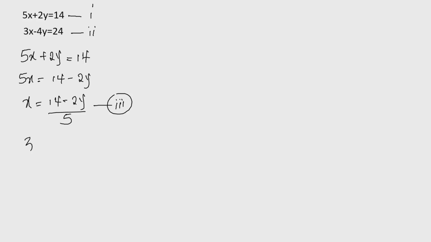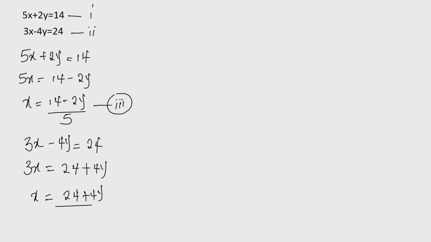I'm going to have 3x minus 4y is equal to 24. That's equation 2. Then 3x will be equal to 24. Then this minus 4y will come to the other side as plus 4y. Then I'll divide both sides by 3 to make the x stand alone. Then x will now be 24 plus 4y divided by 3. So I can call this one equation 4.